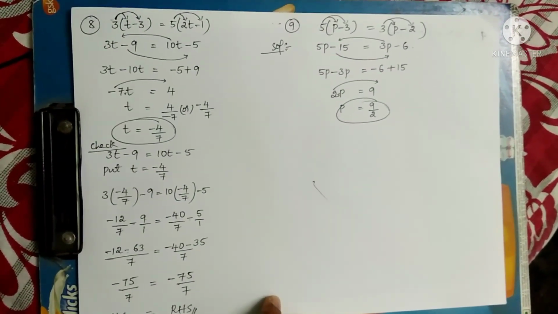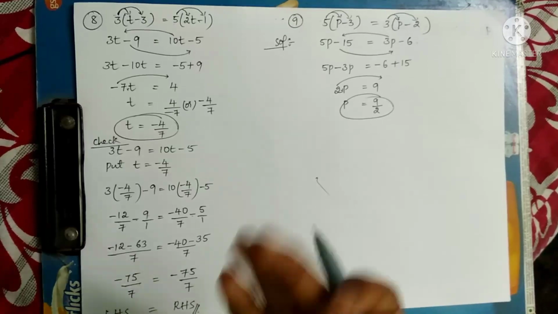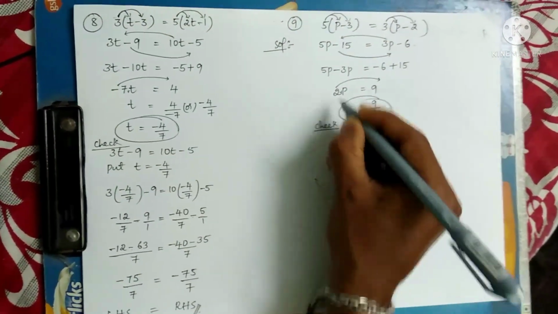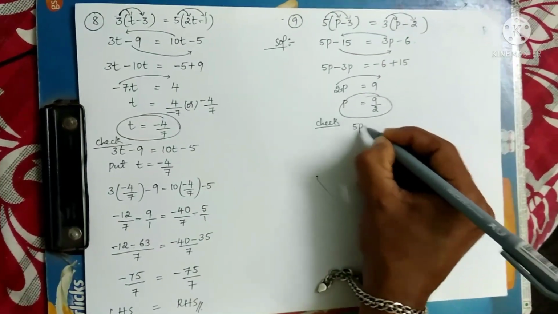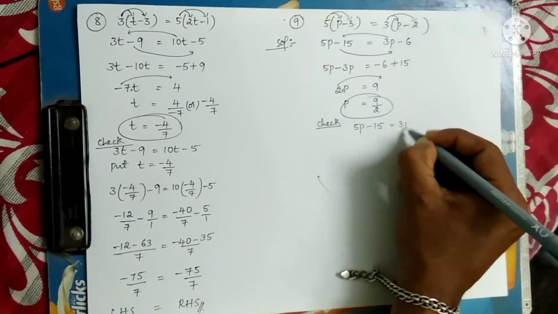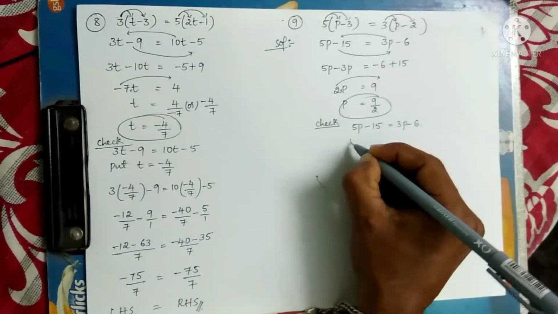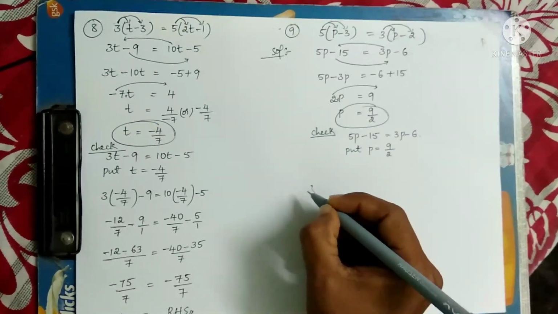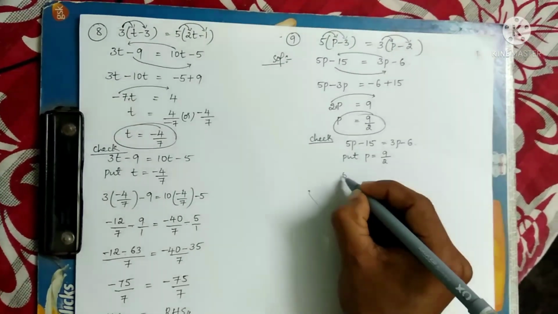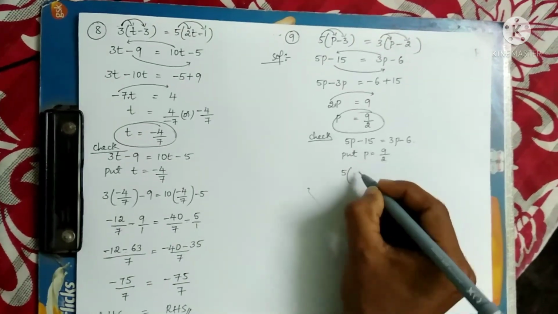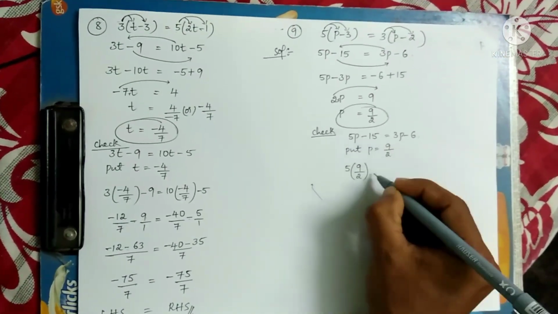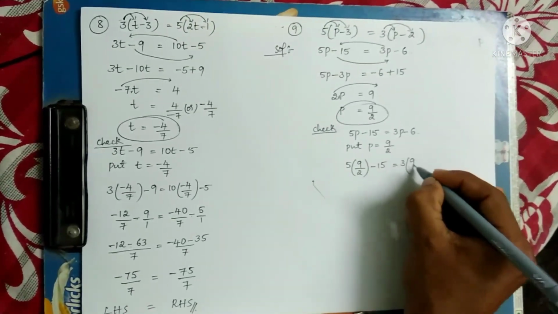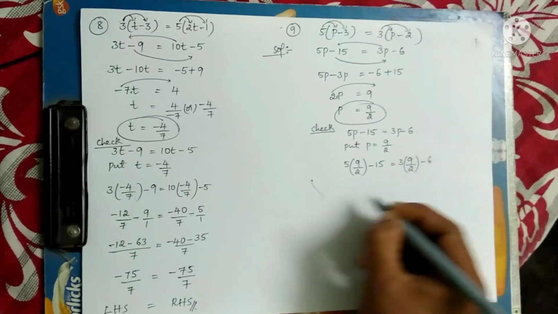Now we have to check whether this p is equals to 9 by 2 satisfies the given equation or not. So what is that equation? Equation I take is 5p minus 15 is equals to 3p minus 6. Then what is the value of p? Put p is equals to 9 by 2. So if I substitute p is equals to 9 by 2, we get 5 into 9 by 2 minus 15, right as it is, which is equals to 3 into 9 by 2 minus 6.